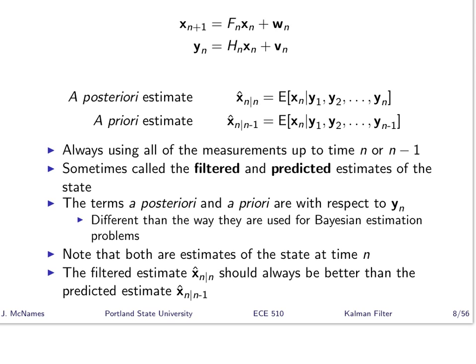And then we also have the predicted estimate, or what is sometimes called the a priori estimate. The posteriori and priori are referring to whether you have the measurement at time n or not, whether you're including that or not in your estimate. And you would expect that your filtered estimate will always be better than your predicted estimate. It should be, because the Kalman filter is optimal, and including another measurement should only ever help things. If there's no information in that new measurement, then you should discard it, right? It shouldn't make things any worse. So you would normally expect your filtered estimate to always be better than your predicted estimate.